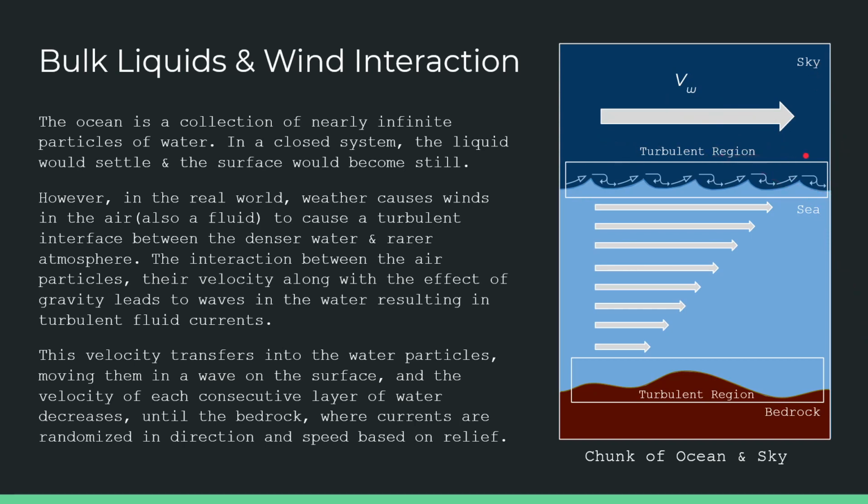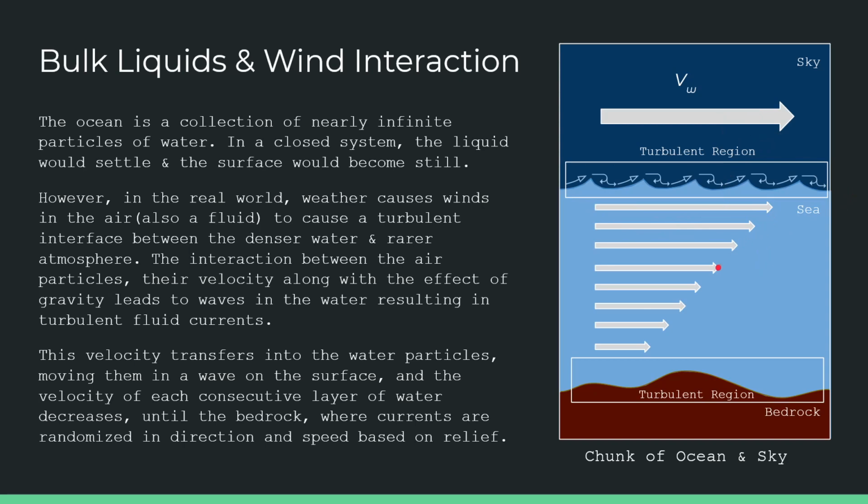This fluid, the air, also has an interface where the two surfaces interact with each other, where the sea and the sky meet. This region is called a turbulent region and is known as the interface between the two fluids. As the air moves at velocity Vw, it causes turbulence on the surface, and this turbulence leads to motion of particles in the water, which also causes a general velocity direction to be formed in the same direction as the wind velocity.